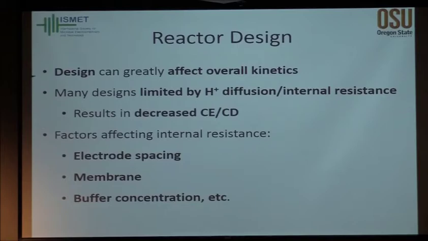So reactor designs can greatly affect the overall kinetics of the cell, and many designs are limited by the proton diffusion, or we can say the internal resistance, therefore resulting in decreased Coulombic efficiency and current density. There are many factors we can optimize to decrease the internal resistance, such as reducing the electrode spacing, increasing the buffer concentration, or eliminating the use of membrane.